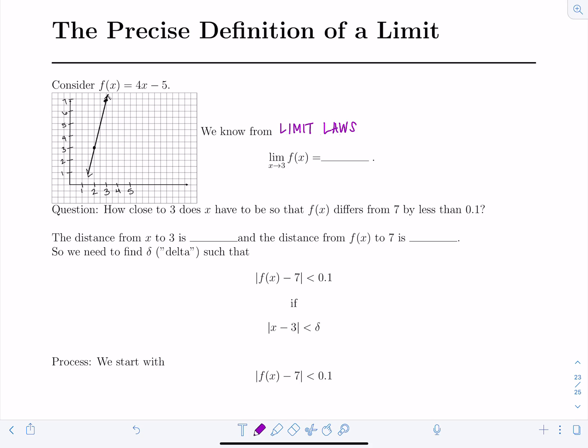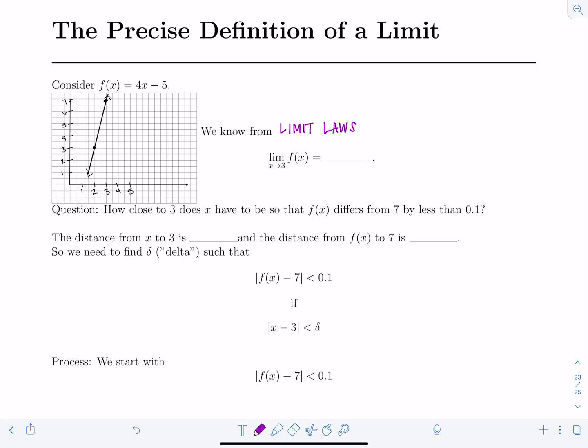This is Calculus 1 video lecture number 4 on the precise definition of a limit. So to start our discussion, we're going to look at a simple linear function f of x equals 4x minus 5, and it's graphed here, just a portion of it in the first quadrant.